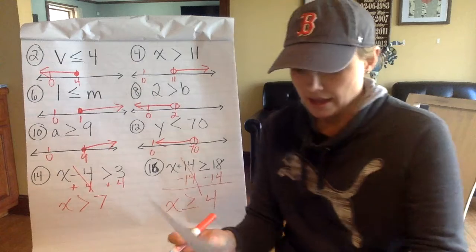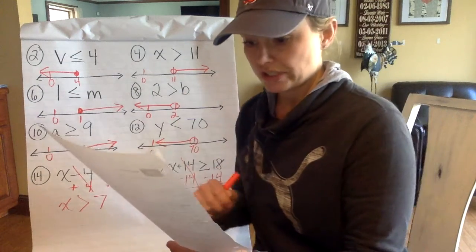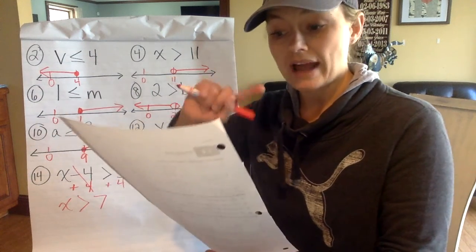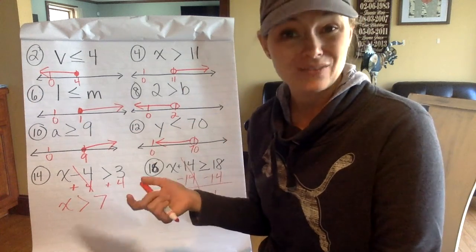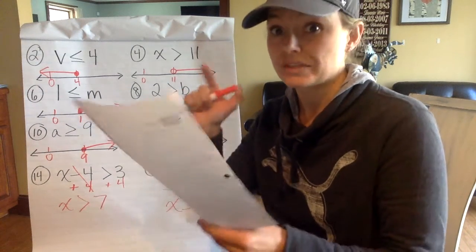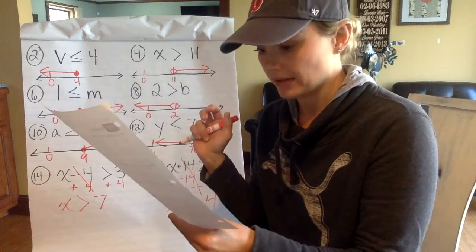Okay? And your two other questions that you were left with, number 18, the error analysis. They subtracted 5 on the left-hand side, but they added 5 on the right-hand side. You don't want to do that. You want to make sure you're subtracting on both sides. You're doing the same things to both sides.